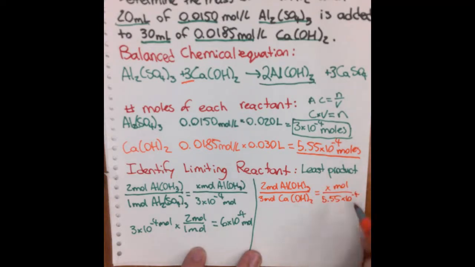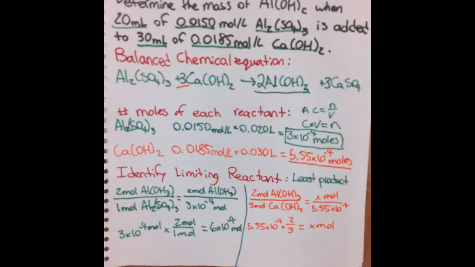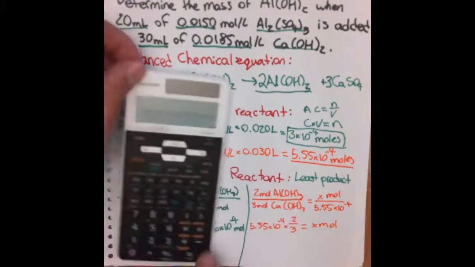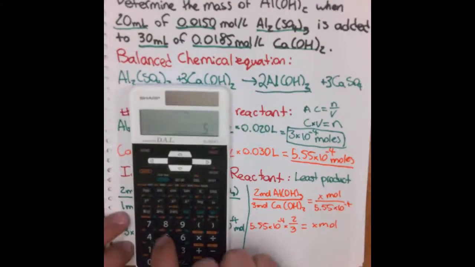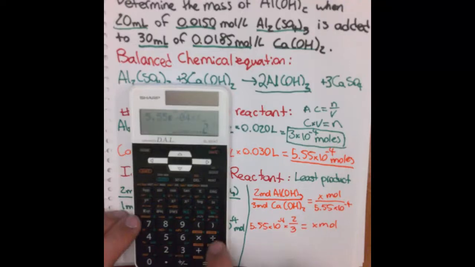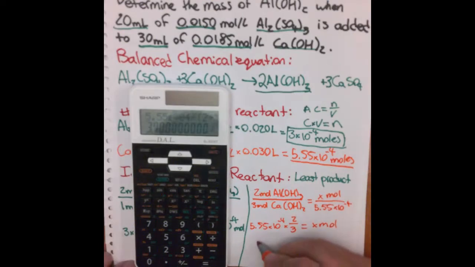We'll rearrange to solve for X. So it's going to be 5.55 times 10 to the negative 4 times 2 over 3 is going to equal X moles, right? If I do that calculation here, it will be 5.55 times 10 to the negative 4 times 2 over 3. And that is going to end up giving us 3.7 times 10 to the negative 4 moles.